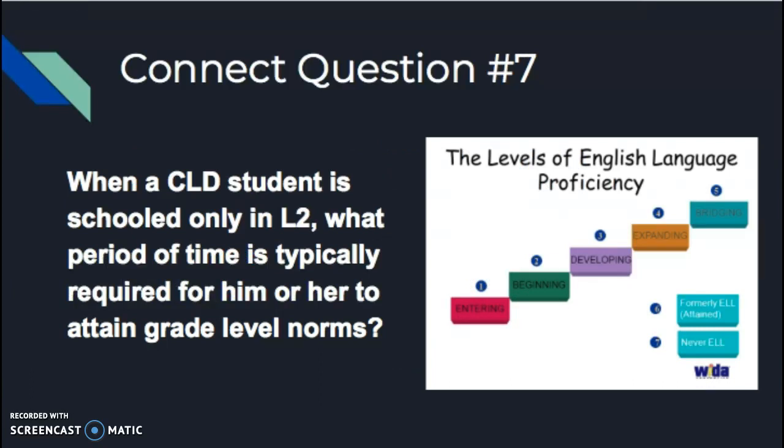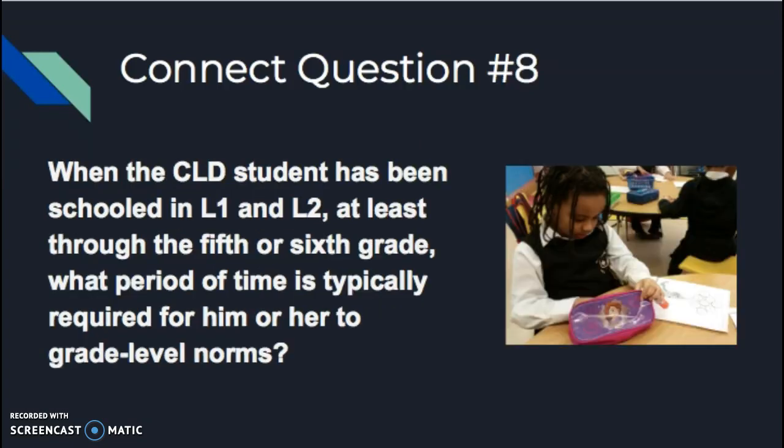When CLD students are schooled only in the second language, it can take a minimum of 5 to 10 years to attain grade level norms. It requires more time if a student does not have any literacy skills in their first language. If the student is also able to meet grade level norms in their first language, they will typically reach proficiency in the second language in 4 to 7 years. This is often a quicker process because the students have a greater literacy base in their first language and are able to transfer these skills to learning English.